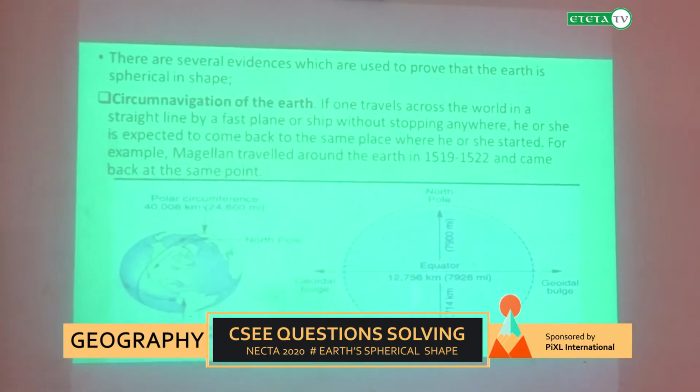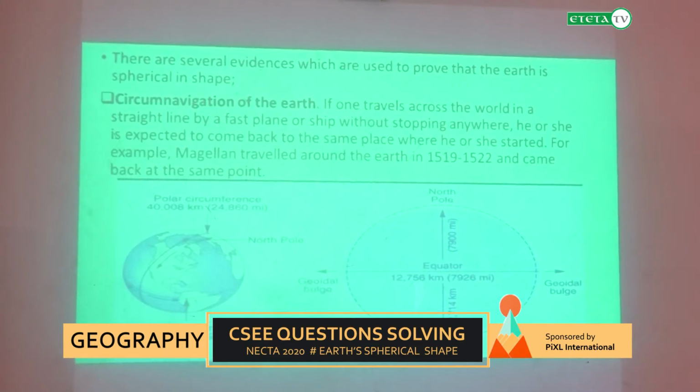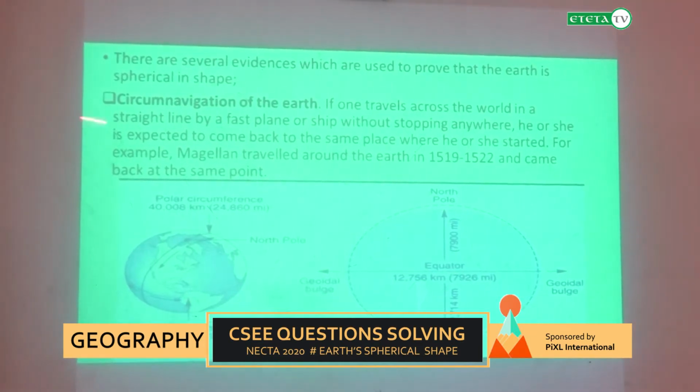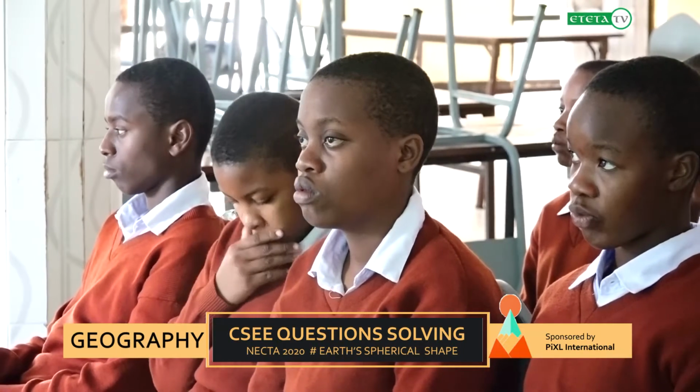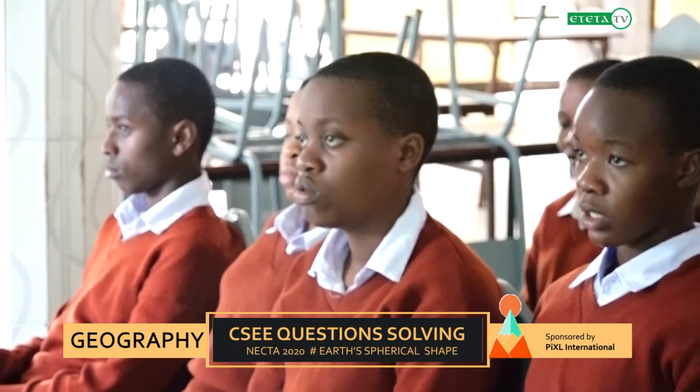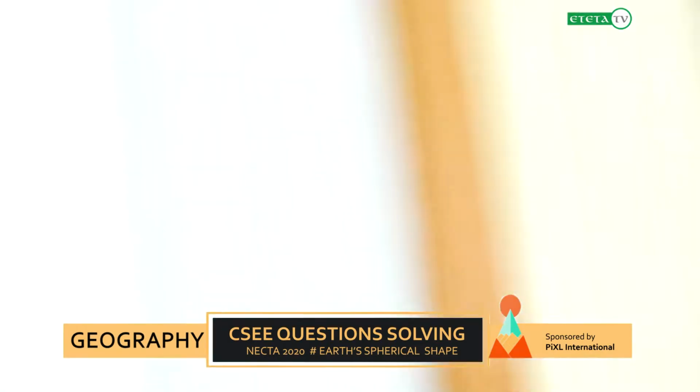Now here we need to prove, why do we say the Earth is spherical in shape? In the previous time, people thought that the Earth was flat like a table. But later on, people came up with evidences to show that the Earth is spherical in shape. There are several evidences which are used to prove that the Earth is spherical in shape. The first evidence is circumnavigation of the Earth.